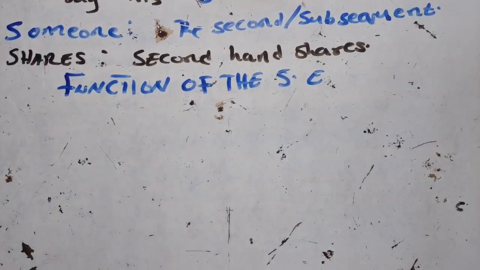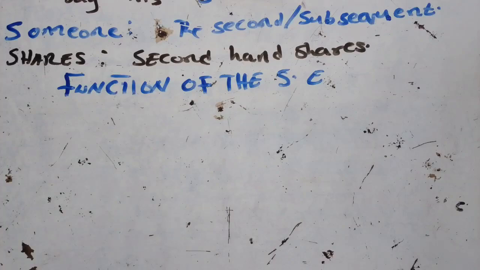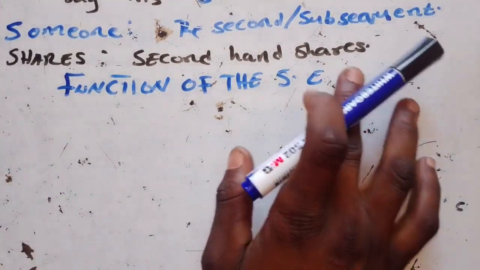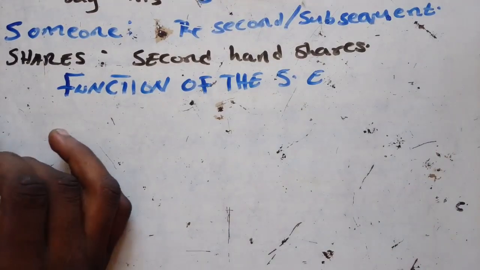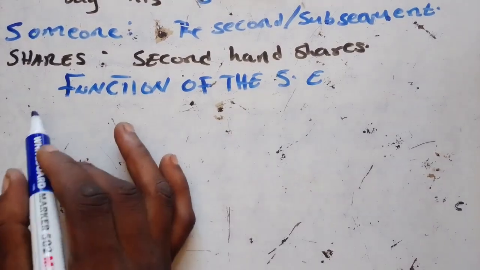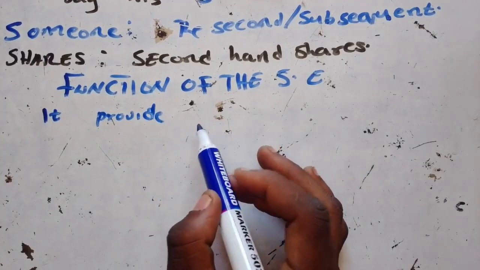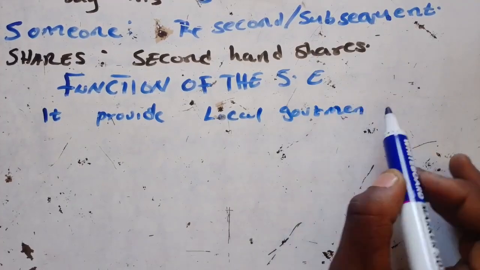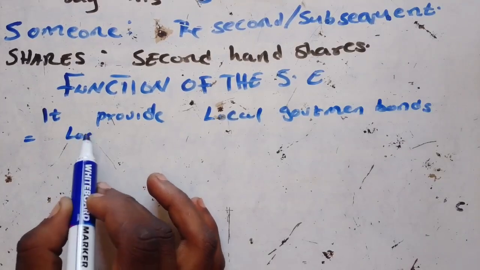The fourth function of the stock exchange is that it provides local government bonds. Local government bonds simply mean loans to the local government. So the local government will go there and borrow money from the lenders at the stock exchange, and that money will be returned with interest. So this is the fourth: it provides local government bonds, and the bonds we're talking about are simply loans to the local government.